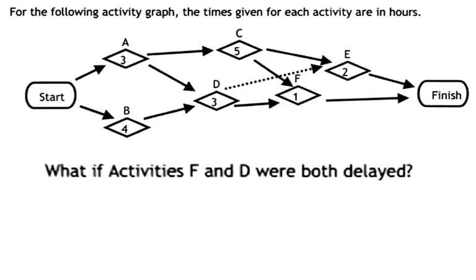And then similar question, what about if F and D were both delayed? Well, if F and D were both delayed, here it's an 8-hour path, so we have 2 hours that we can distribute between activities F and D. So that's 1 hour apiece.